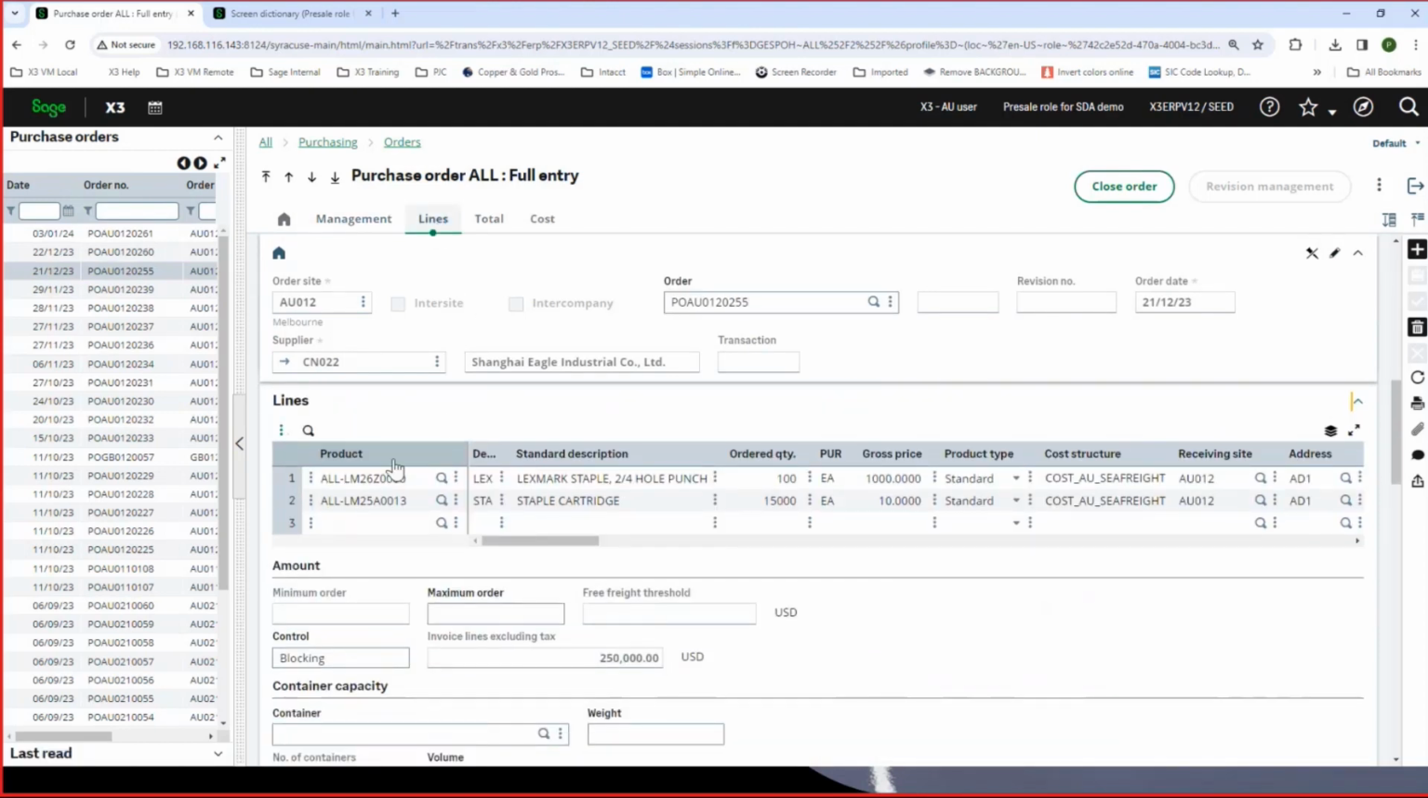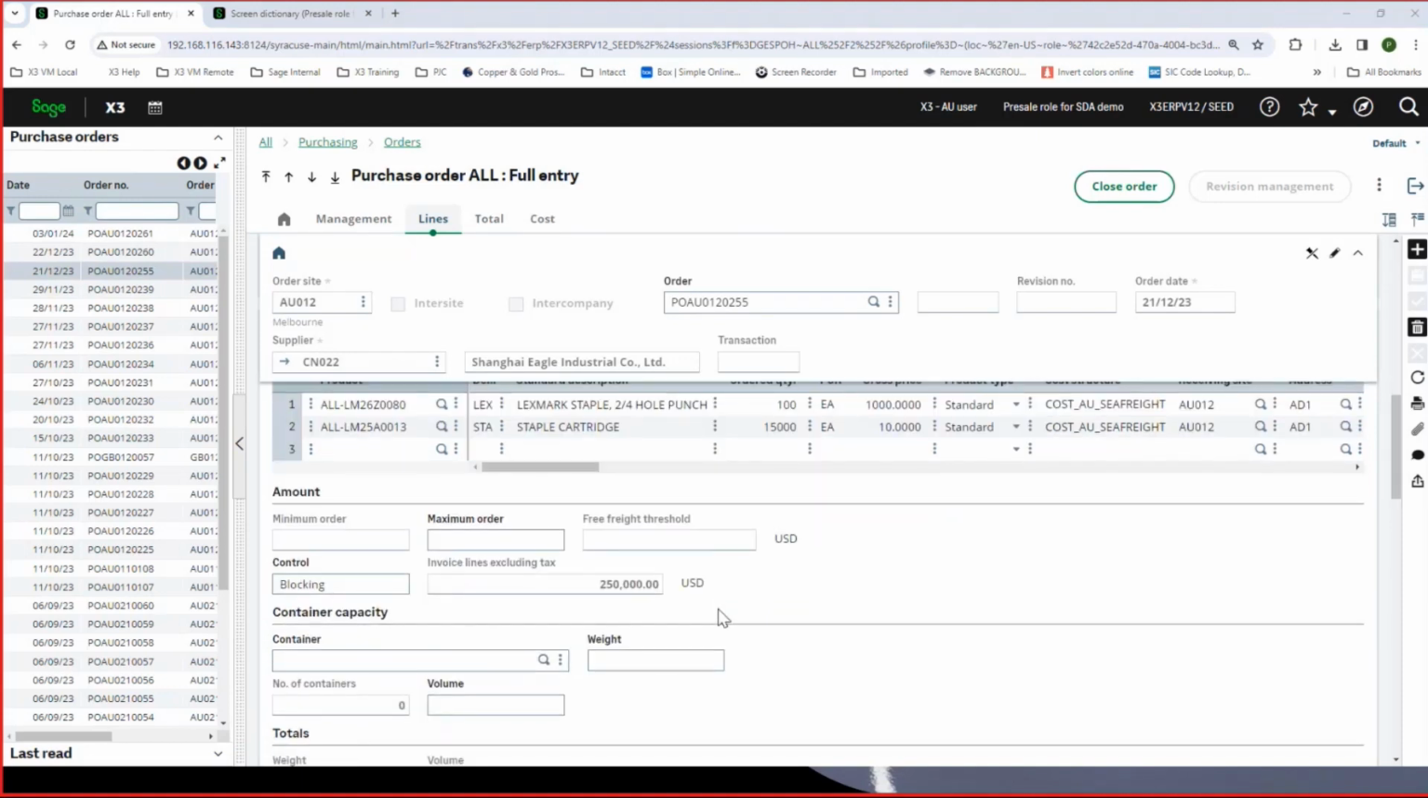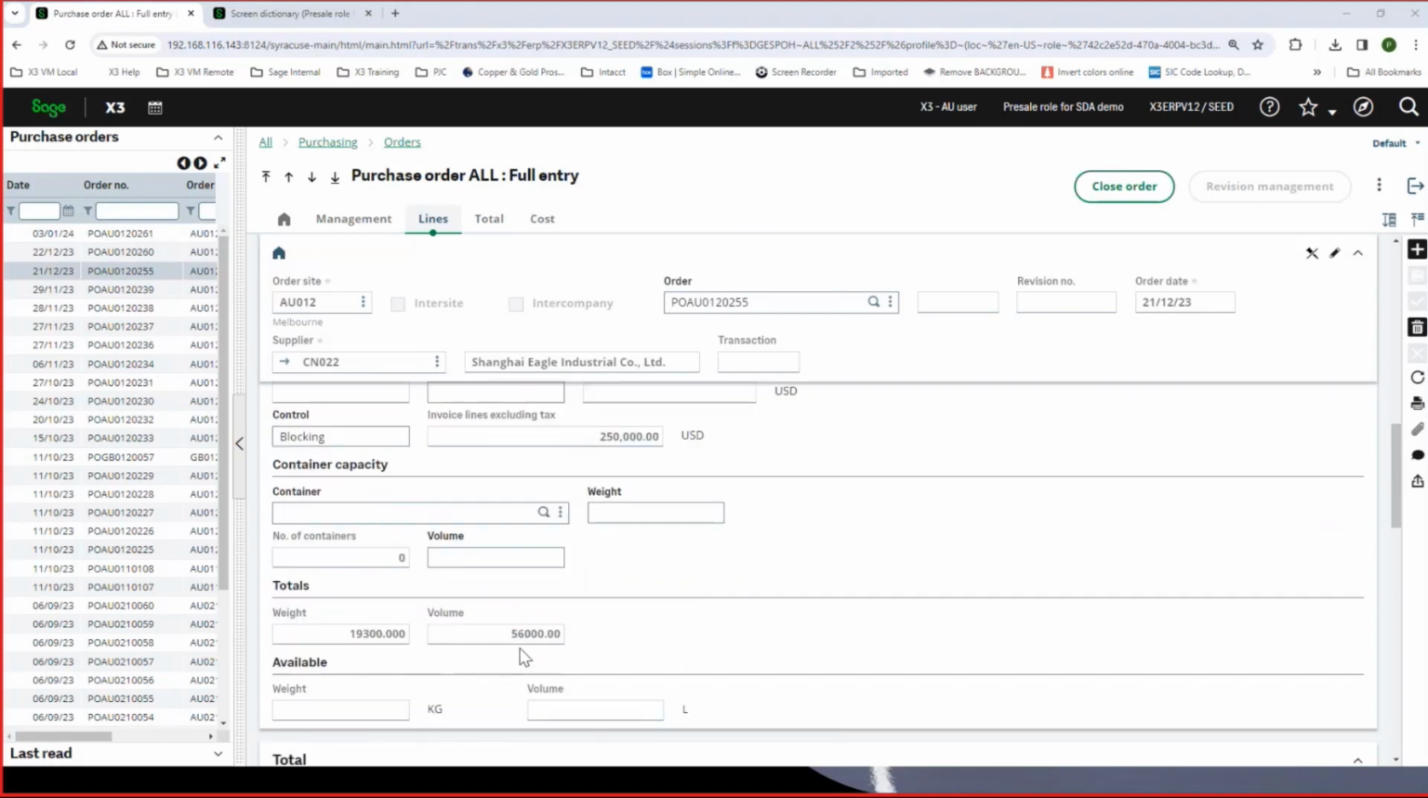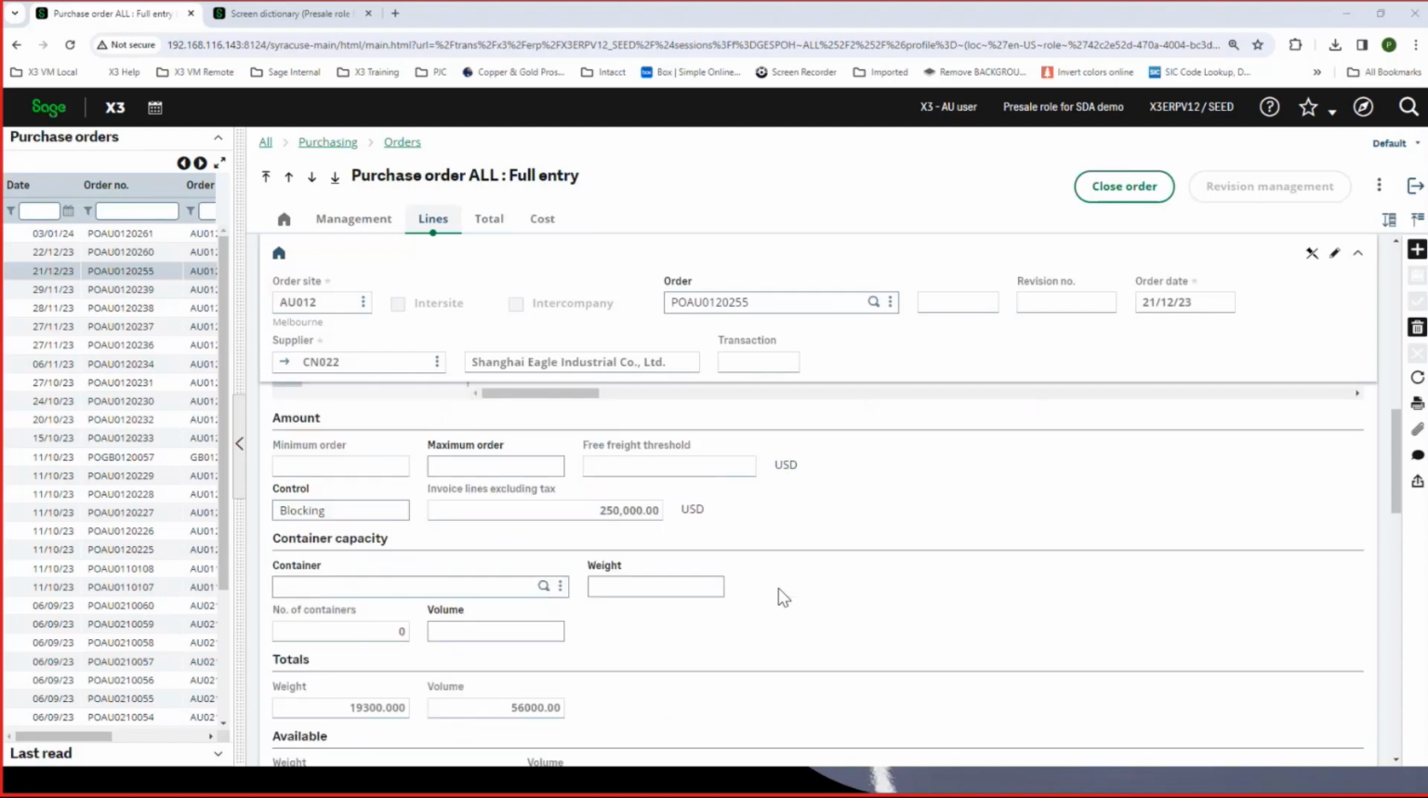I've got a couple of lines on that purchase order. The system is going to calculate my total weight and total volume, and that's going to be handy for determining the type of container that I'm going to need. This information is also available in MRP. So here I'm entering a purchase order manually, but if I was asking the system to suggest purchase orders, the selection offered by material requirements planning would also calculate a total volume. So combining multiple purchase orders together, I would know how many containers I need.